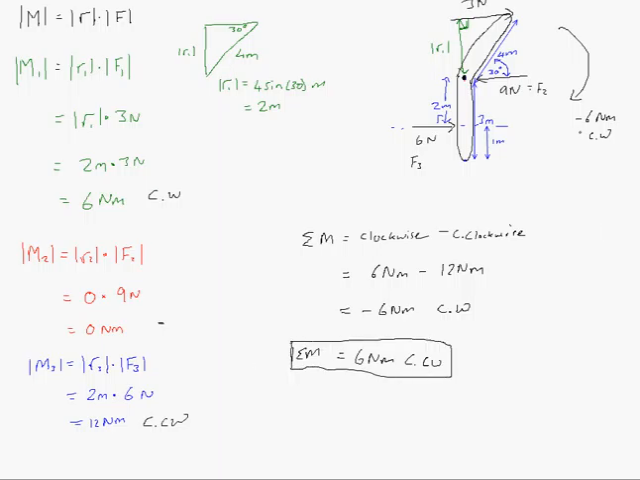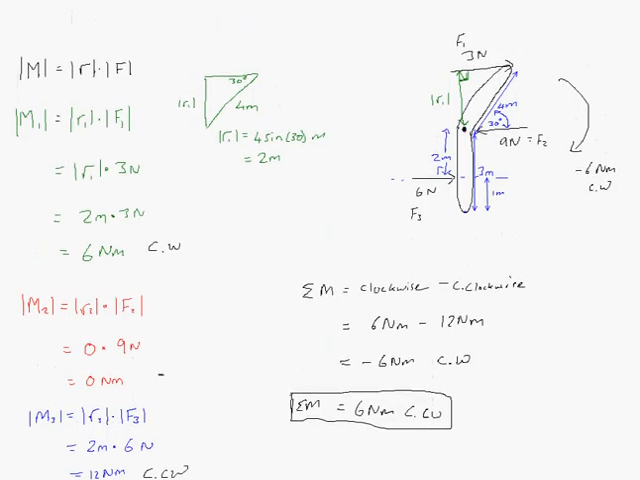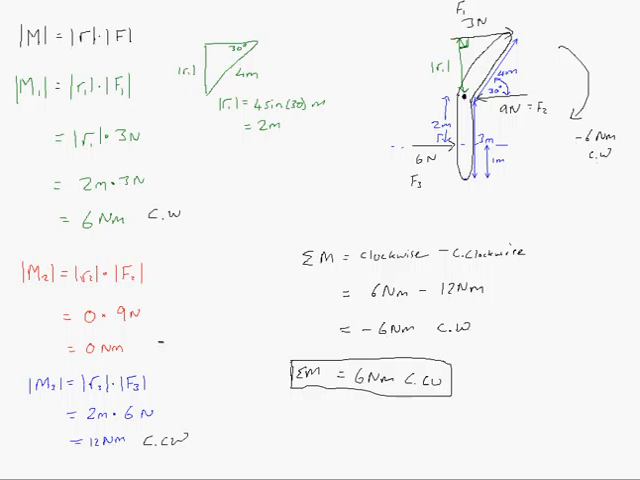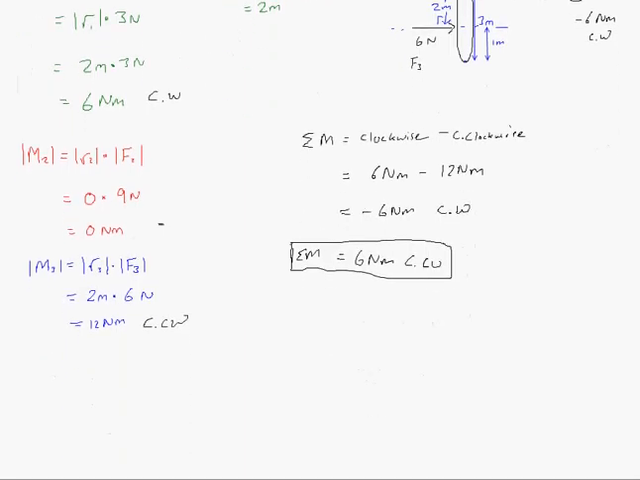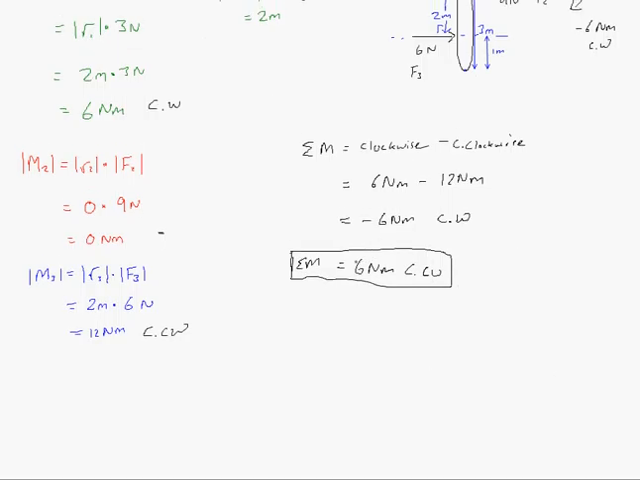Make sure you understand the intuition behind this. If you have a whole bunch of different forces acting on a rigid body, each of those forces will have their own separate moment induced on the rigid body as a result. You find each component of their moments, you sum them all up, and you're left with one final answer, and this will be your net moment on your rigid body. In this particular case, it was 6 Newton meters counterclockwise.